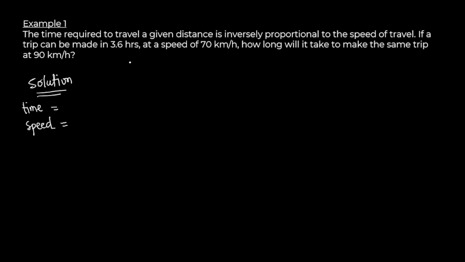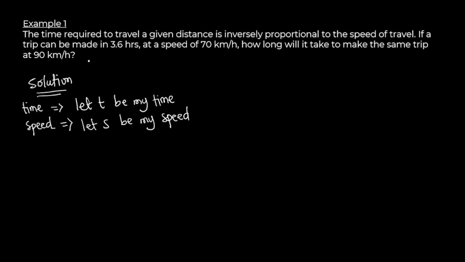Now, because we've not been given any variable to denote the time and speed, we can choose our own variable to denote time and speed. So I will say let t be my time, and then let s be my speed. You can choose any variable that you want, so long as you define your variable, you are good to go.